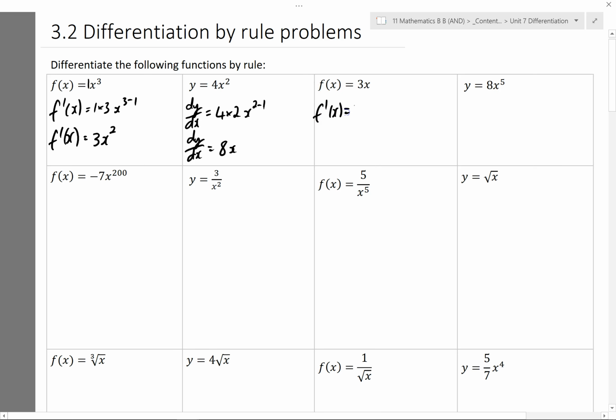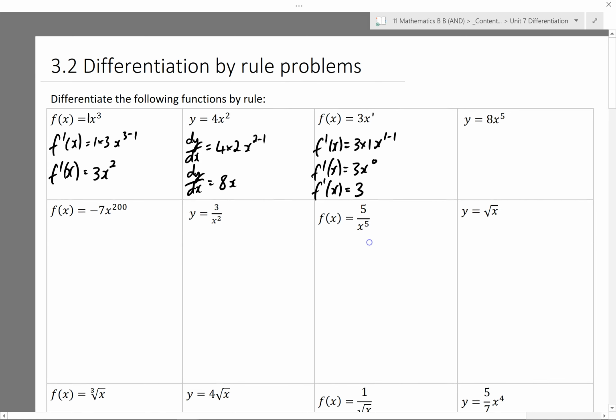Okay, another example, 3x really has a power 1 here, so 3 times 1, x to the power 1 minus 1. So my derivative is 3x to the power 0. And I remember x to the power 0 is just 1. Okay, so my derivative is 3. This makes sense because 3x is just a linear function. Okay, so we know that the derivative is always going to be the same. So these ones with the power of 1, we know the derivative is always going to be a constant.